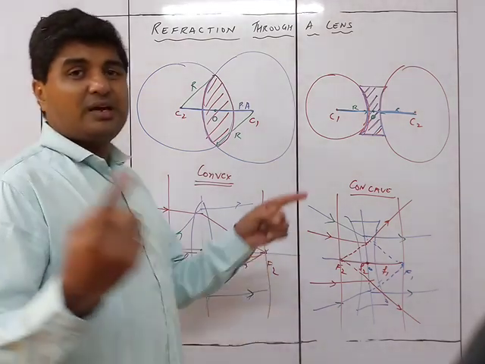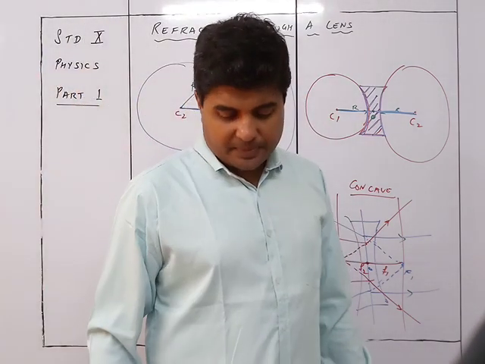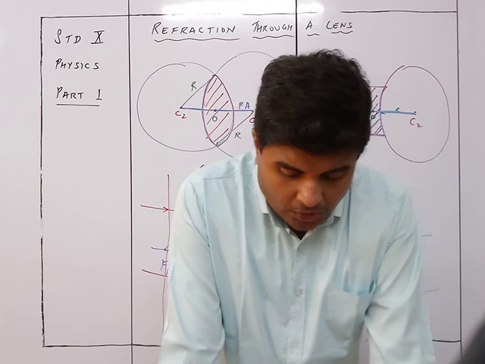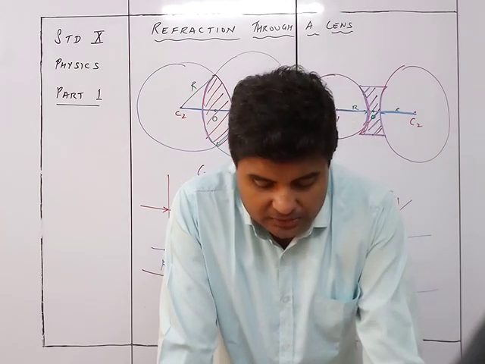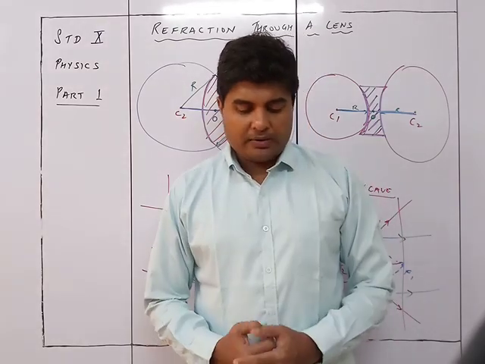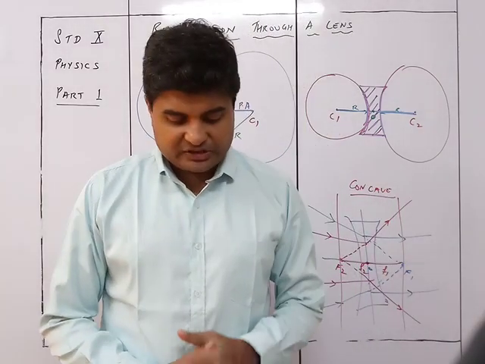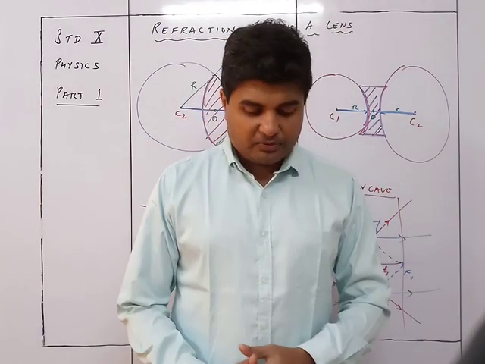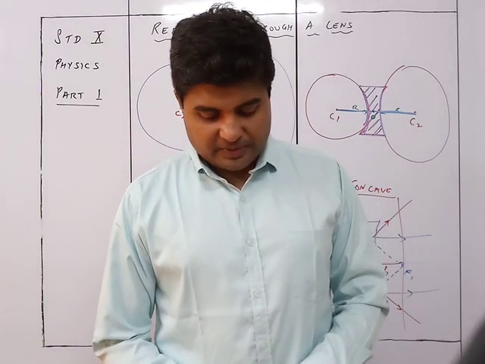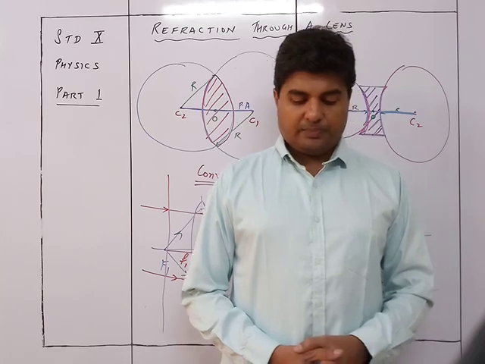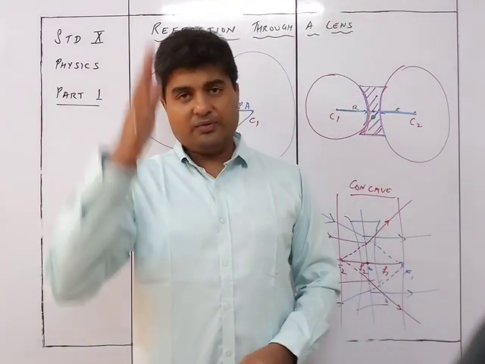Why real? Because the light rays are actually intersecting at that particular point. Only a beam of light incident parallel to the principal axis converges on the point F2 on the principal axis after refraction through the convex lens. If the beams of light are incident obliquely, the rays are not parallel to the principal axis, they do not converge at F2, but they converge on the focal plane.